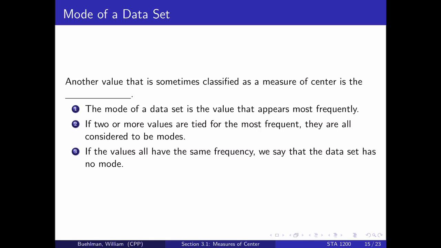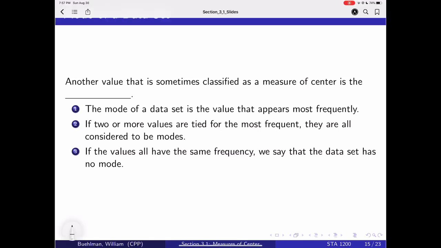In addition to the mean and median, we also have something called the mode. Another value that is sometimes classified as a measure of center is the mode. The mode of a data set is the value that appears most frequently. So whenever you think of mode, it's most frequent, most often. So what value is in the data set the most? If two or more values are tied for being the most frequent, they are all considered to be the mode.